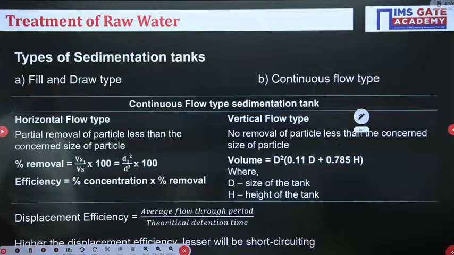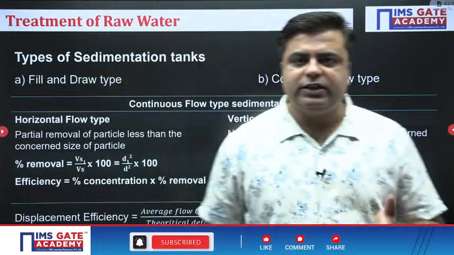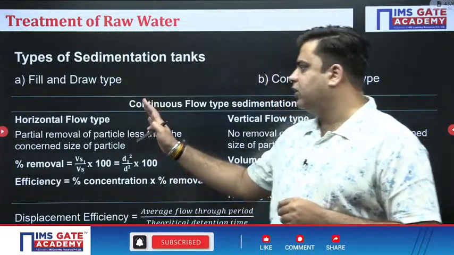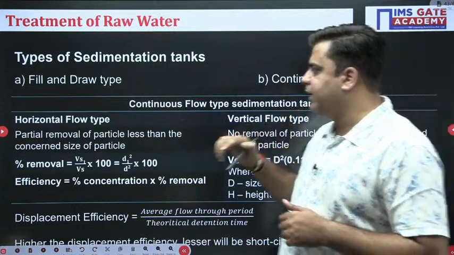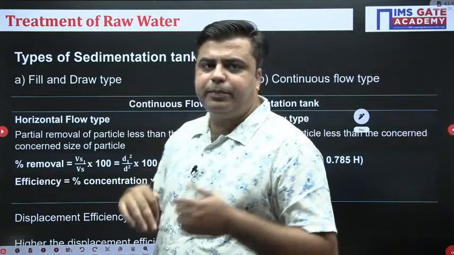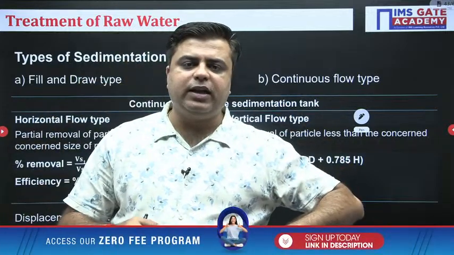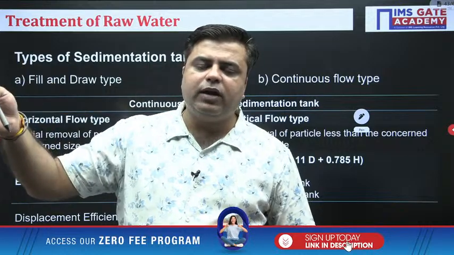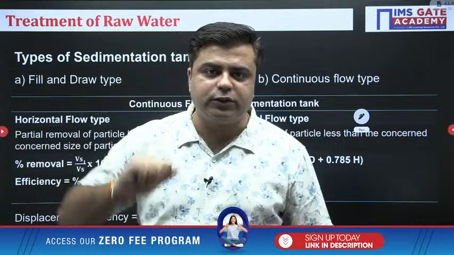Let's move ahead with this. In order to carry out sedimentation, we use sedimentation tanks which are of two types: horizontal flow, fill and draw type sedimentation tank and continuous flow type sedimentation tank. Fill and draw type is simple. You just fill the water for 24 hours. In that, all the solids are going to settle, and after 24 hours you draw the water, which is already settled water, free from suspended solids.